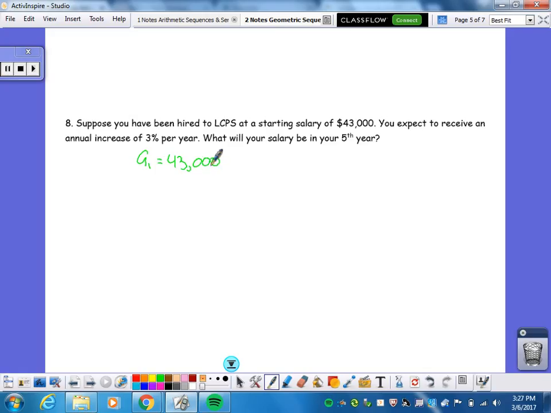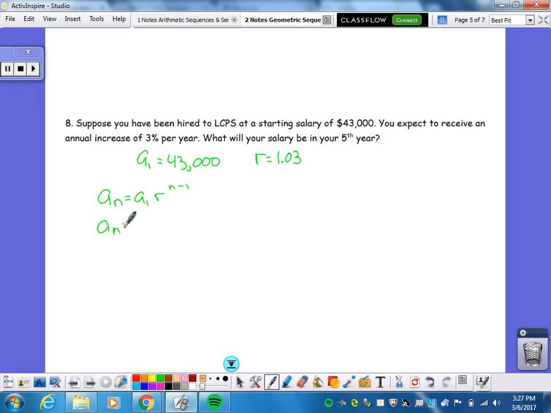We know that our ratio is going to be 1.03 because remember, we're going to want to keep the value that we already have, which is where the 1 comes from, and we're going to go up by 0.03 each year. So these are our values that we need. And now it's asking us to find what our salary will be in the 5th year. So first let's find our equation. A sub n is equal to A1 r to the n minus 1.